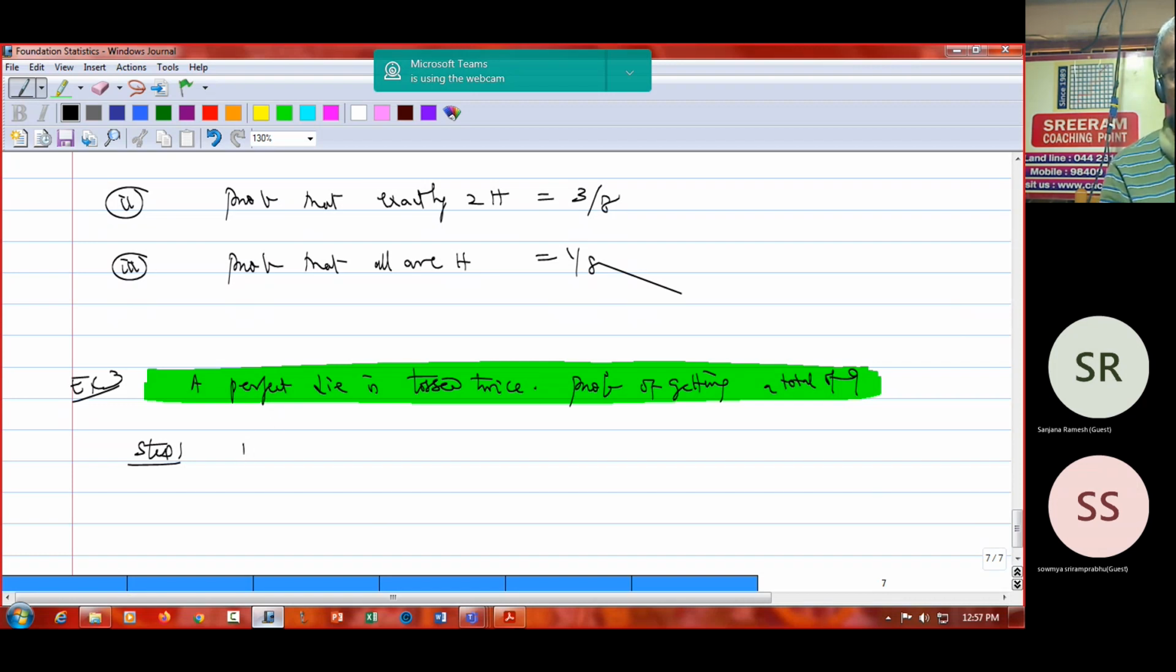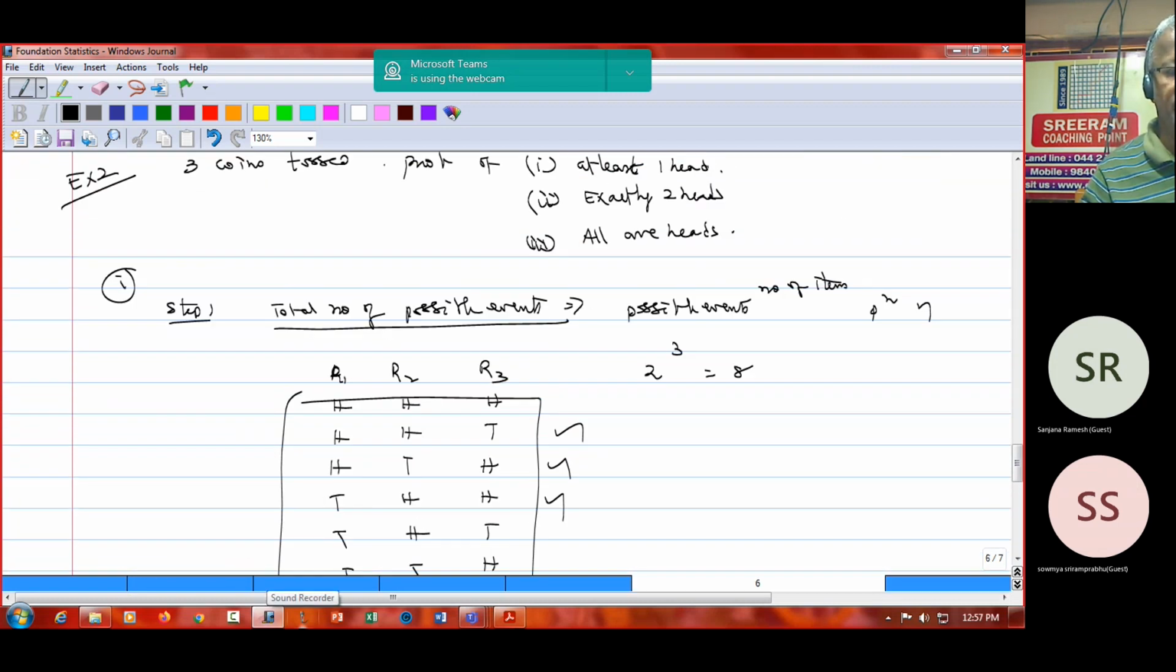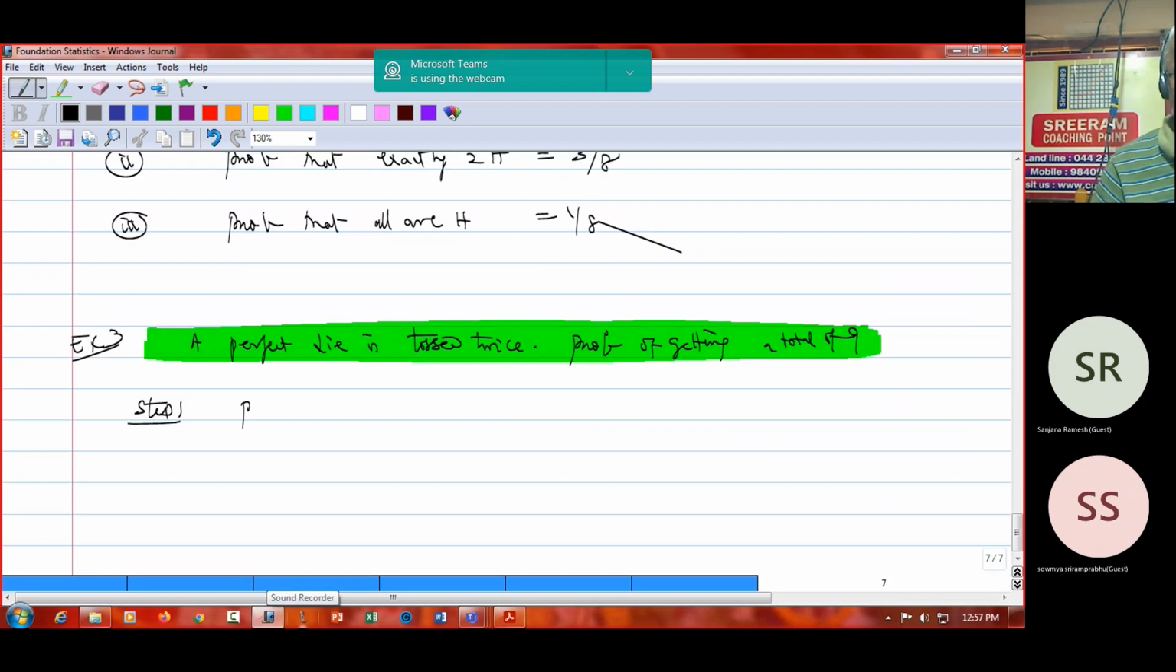what is that? I think total number of possible events. Total number of possible events is equal to P to the power n. P is 6, n is 2, since it is tossed twice. That is 36.